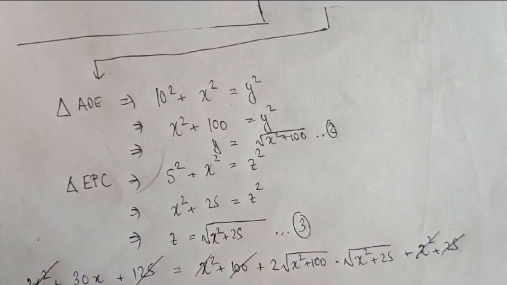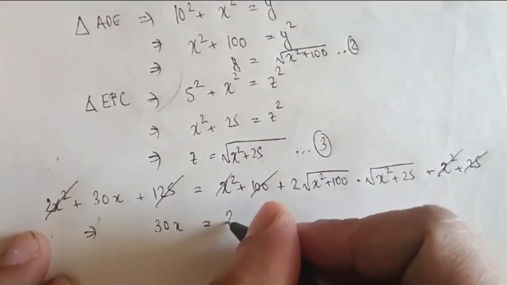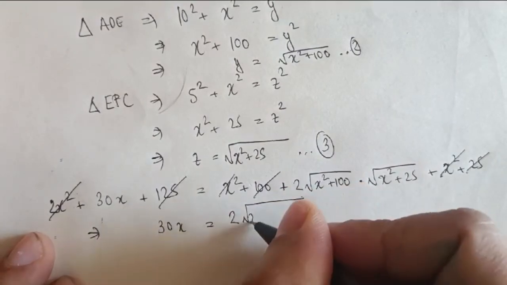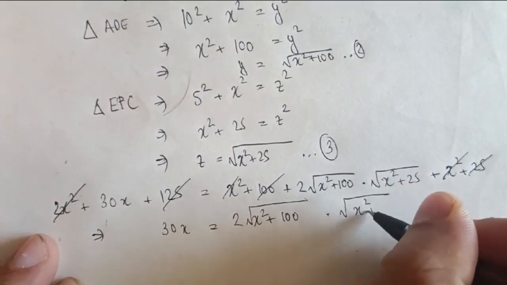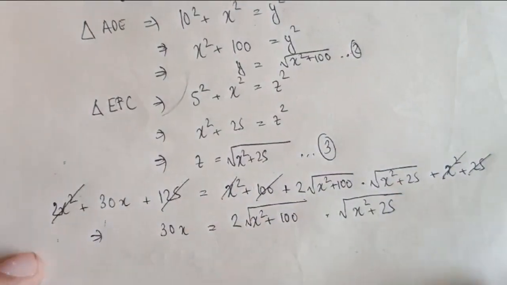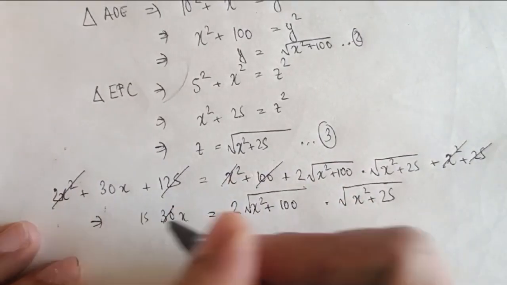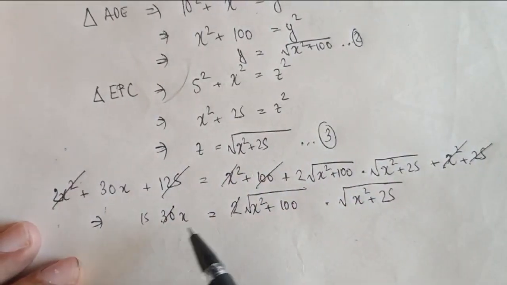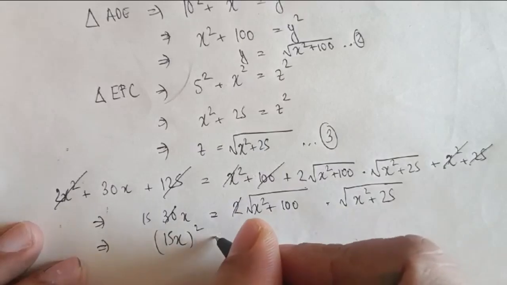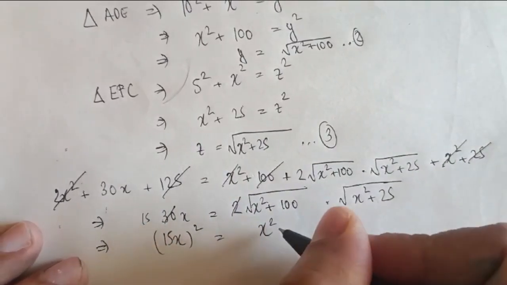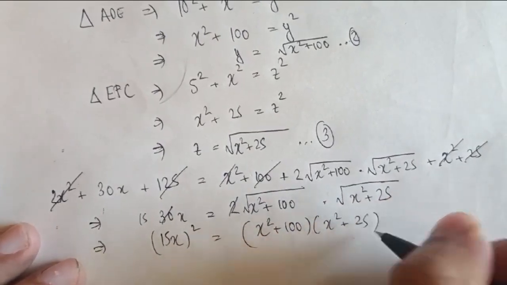So finally what we get is 30x is equal to 2 into x squared plus 100 into x squared plus 25, right? Now we can cut the 30 with the 2 and we will get 15 here. Now we square these sides. So what this implies is 15x whole squared is equal to x squared plus 100 into x squared plus 25.